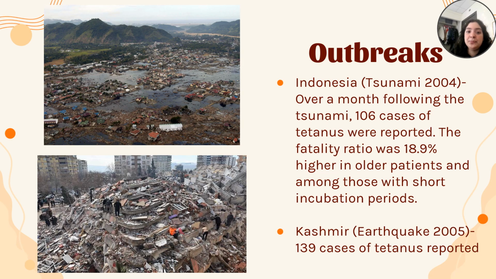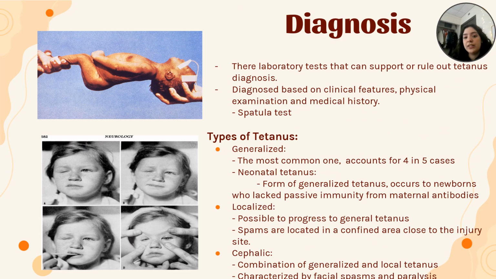So for the diagnosis, there are no lab tests that can tell you if you have tetanus or not. Most of the diagnoses are based on clinical features, physical examination, and medical history. One example of a physical examination is the spatula test, which stimulates the pharyngeal wall and provokes reflex spasms of the mouth muscles, causing the person to bite down instead of gag.